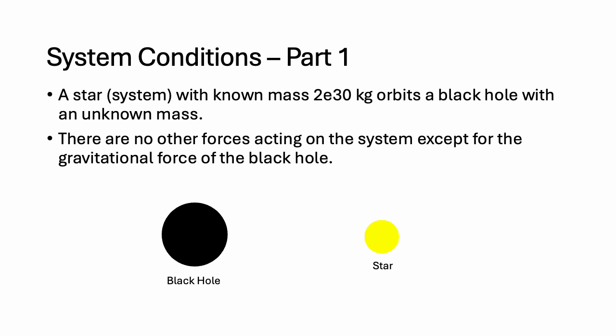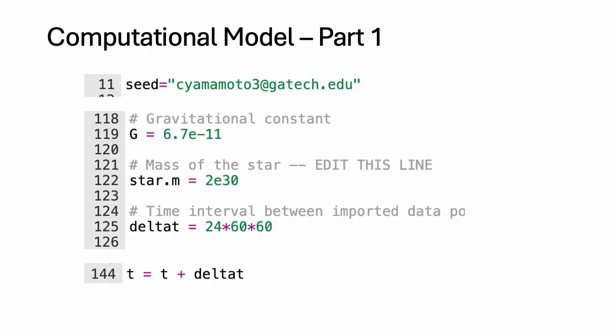unknown mass. There are no other forces acting on the system except for the gravitational force of the black hole. For the initial conditions of the computational model, we used our Georgia Tech email to create a random seed for the system, and we inputted the gravitational constant and the mass of the star.